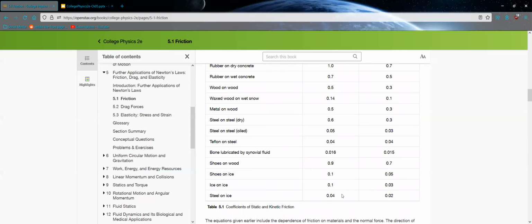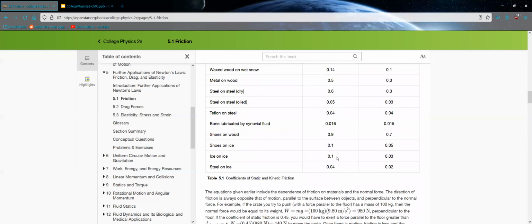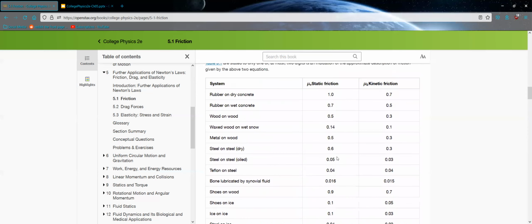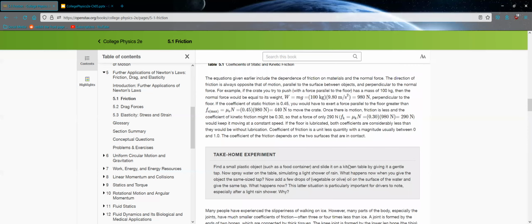So does that make sense? 0.08. The closest we get to that is about 0.1, so slightly less friction than, say, ice on ice or shoes on ice. And that can make sense. If you've been skiing, you go pretty fast, right? The slopes are groomed, and the skis are designed to go super fast. That makes sense.